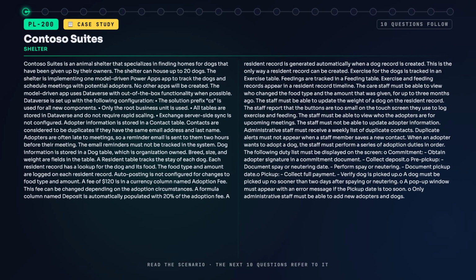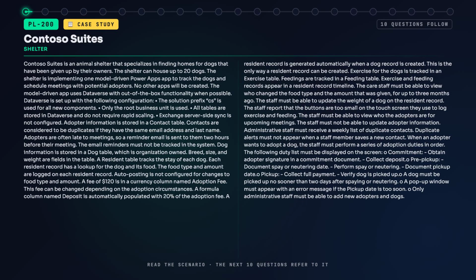Adopter information is stored in a contact table. Contacts are considered to be duplicates if they have the same email address and last name. Adopters are often late to meetings, so a reminder email is sent to them 2 hours before their meeting. The email reminders must not be tracked in the system. Dog information is stored in a dog table, which is organization-owned. Breed, size, and weight are fields in the table.